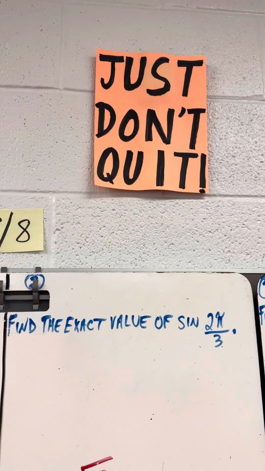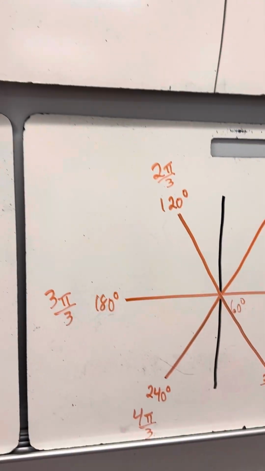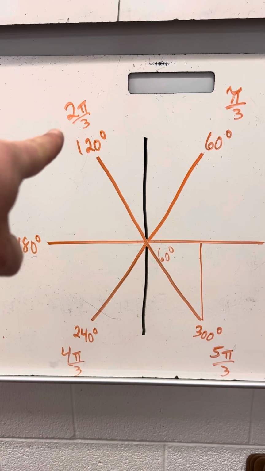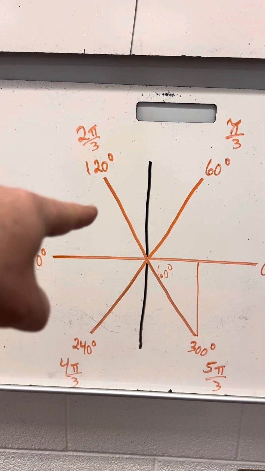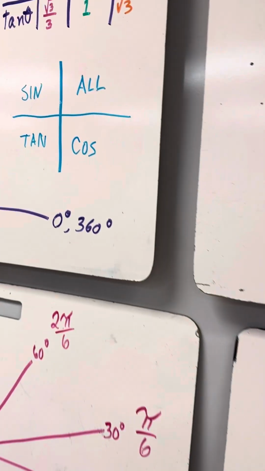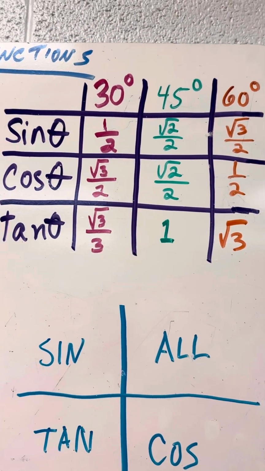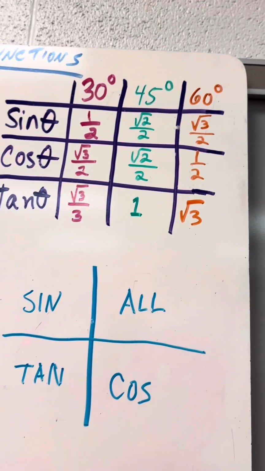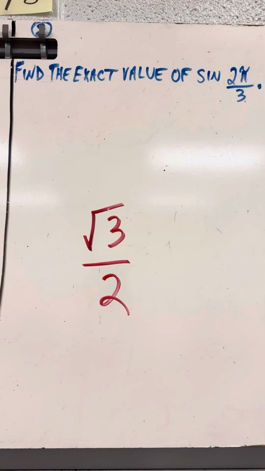Find the exact value of sine 2 pi over 3. All right, we're coming back over here. Here's 2 pi over 3. Okay, again, we have 60-degree reference angles. But we're in the second quadrant, so we want sine. Is sine positive? Yes. So what is the sine of 60 degrees? The sine of 60 degrees is square root of 3 over 2, and it's positive, so there's your answer, square root of 3 over 2. Okay?